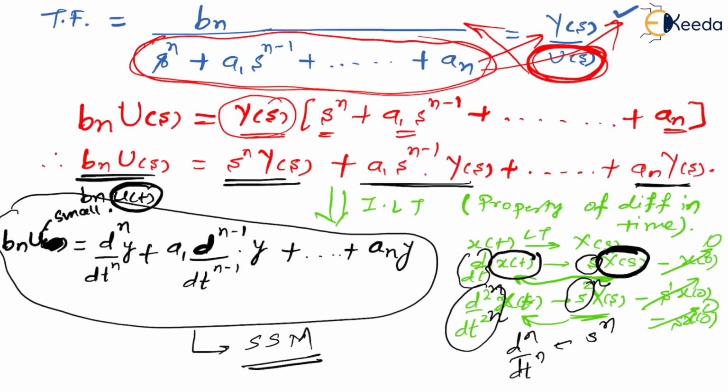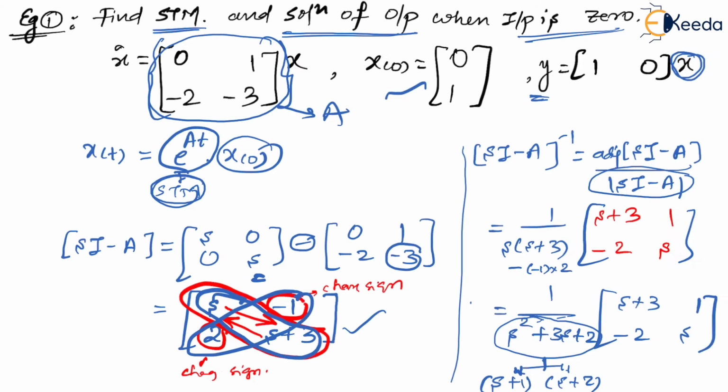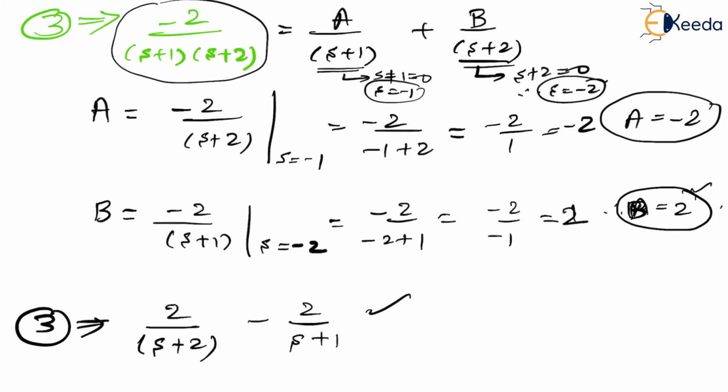Right? So this is the third term. Let us think of the fourth term now. Yes, so if I think of the fourth term, what is that fourth term? Yes, this is the fourth term, s upon s plus 1 into s plus 2.